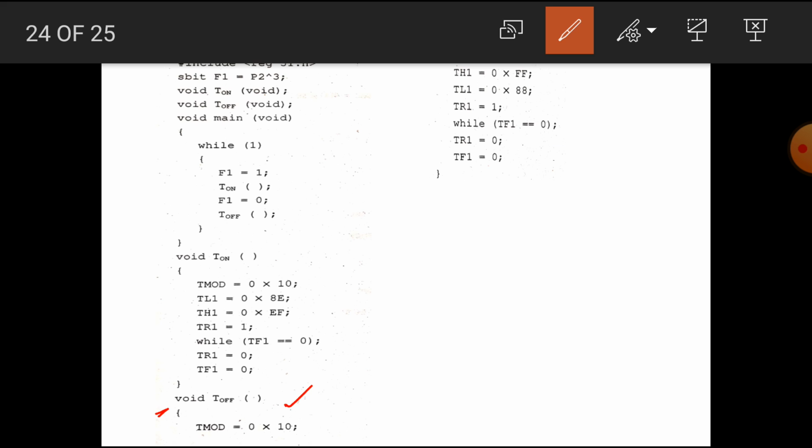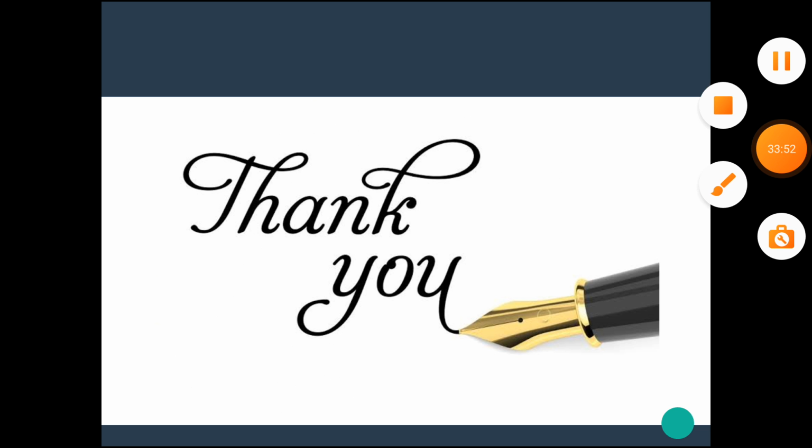All the procedure is same except the values in TH and TL. In T on we give the value for TL1 as 8E, here we give the value 88. In T on we give the value of TH as EF, here we give FF. I hope you all understand the programs related with the timer mode 1 and mode 2. Thank you.